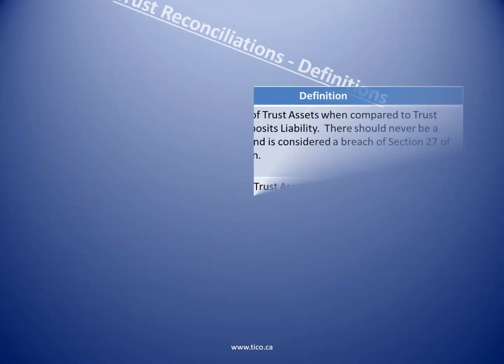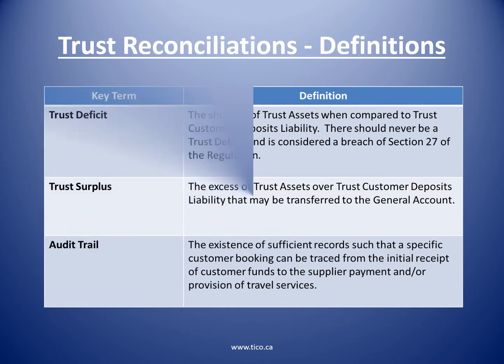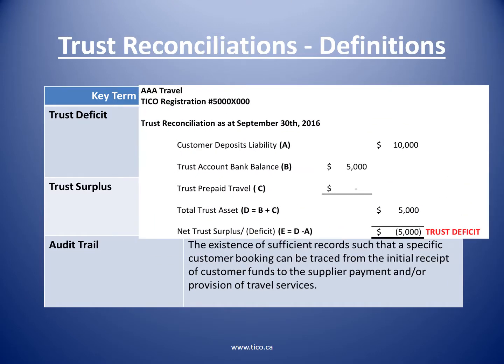Here are some key additional terms and concepts with respect to trust reconciliations. A trust deficit refers to the shortfall of trust assets when compared to the trust customer deposits liability balance. There should never be a trust deficit, and it is considered a breach of Section 27 of the regulation. Let's take a look at this sample trust reconciliation for a fictional registrant.